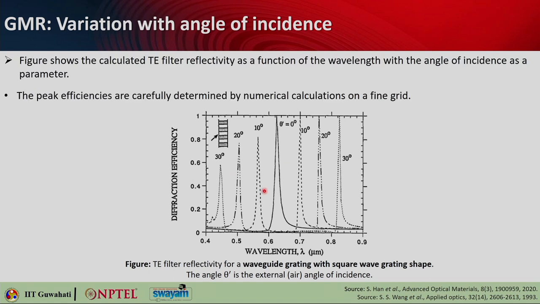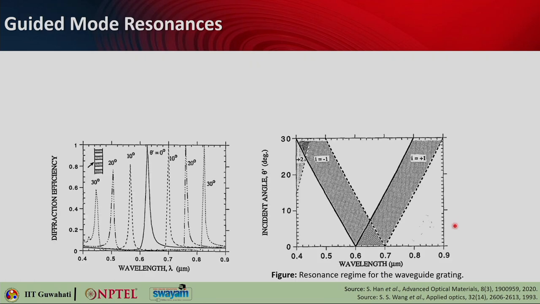Okay. This particular figure shows the calculated TE filter reflectivity as a function of wavelength with different incident angles. So, you have got theta equals 0, plus 10, minus 10, plus 20, minus 20, plus 30, minus 30, and so on. The peak efficiencies are all dependent on the incident angle as well. Here are the parameters which are used for calculating this.